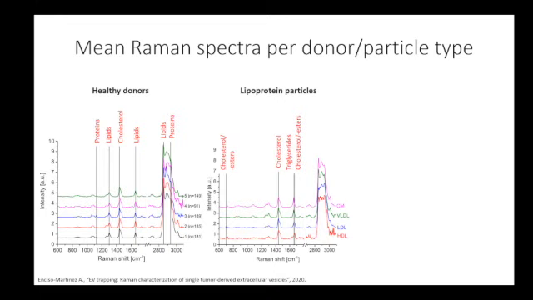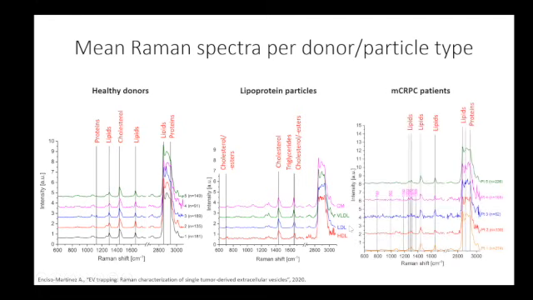And now we can also compare them with different types of lipoprotein particles. This time we also added low density lipoproteins and high density lipoproteins. And then we can already see some clear distinctions in the Raman profile between the different lipoproteins. For instance, the triglycerides are very prominent for the chylomicrons and the VLDL, while cholesterol esters are a little more prominent for the LDL and HDL. And now I will show you the mean Raman spectra of the patients.